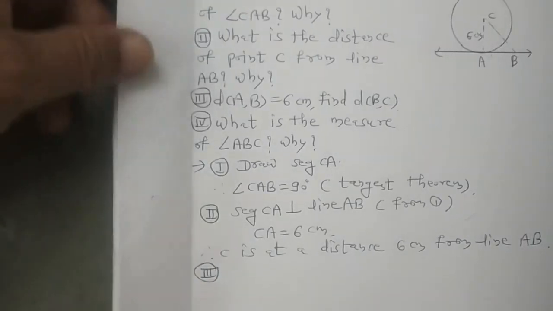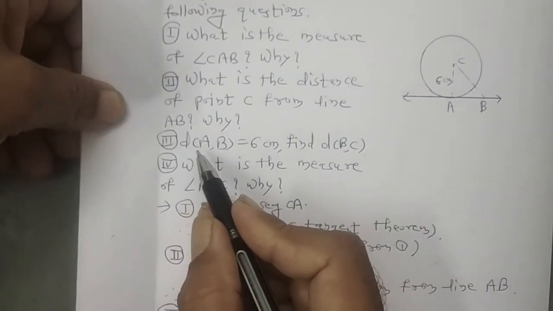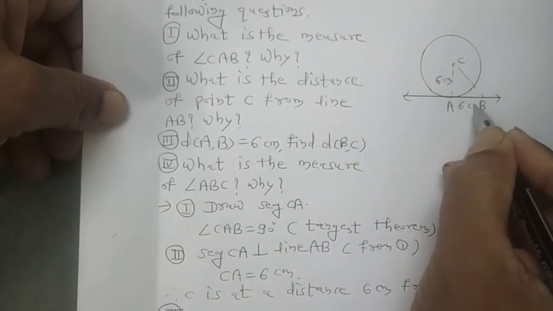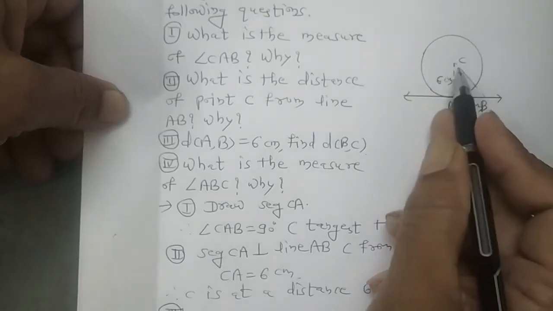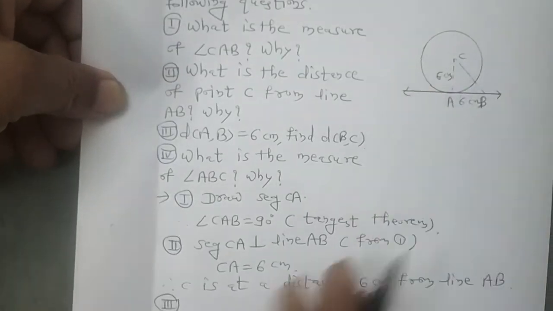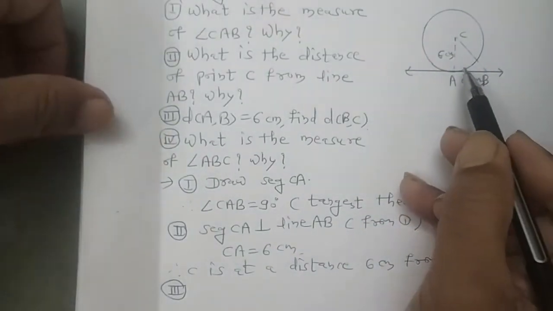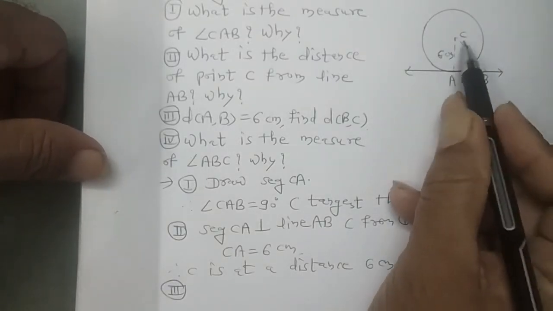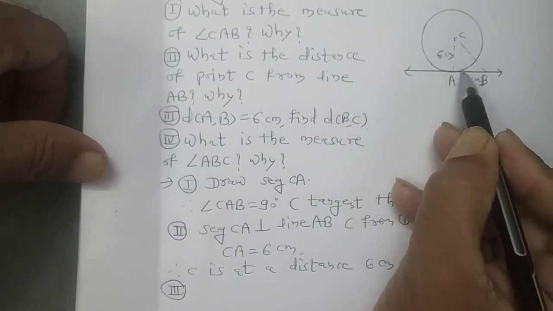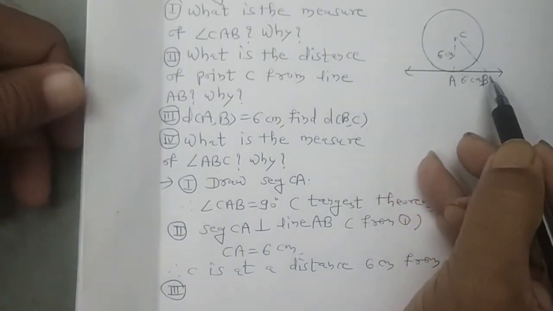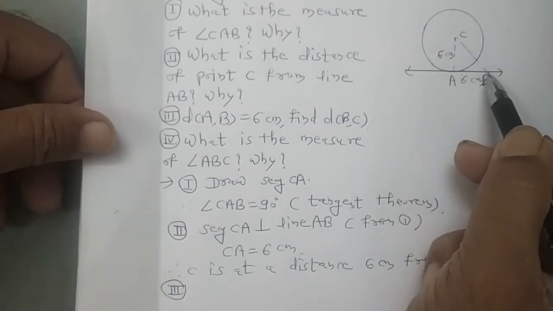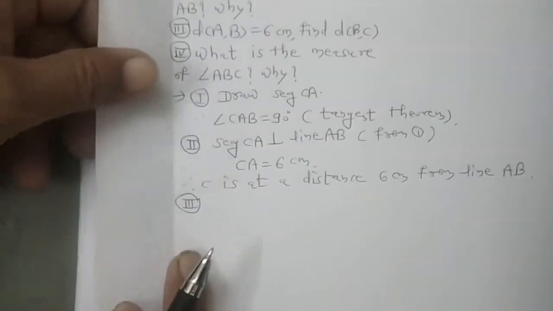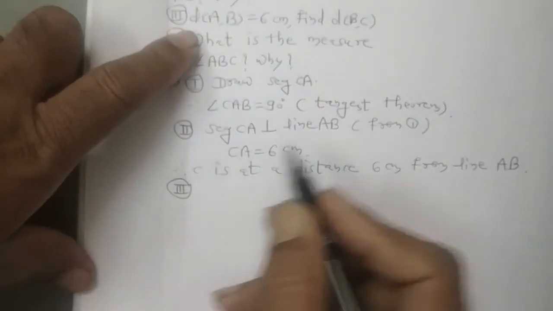Now third. In third, we have given distance of AB is equal to 6. This distance is of 6 centimeter. We have to find BC. Now for this, in triangle CAB, angle CAB is equal to 90 degree. Therefore, by using Pythagoras theorem, we can find value of BC.